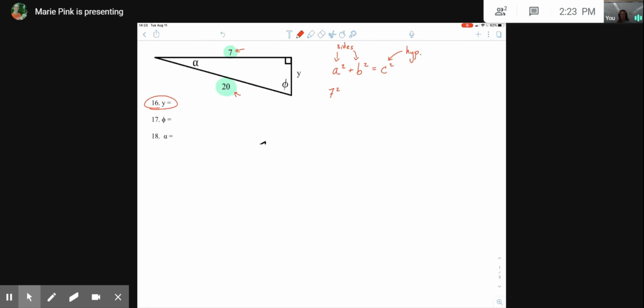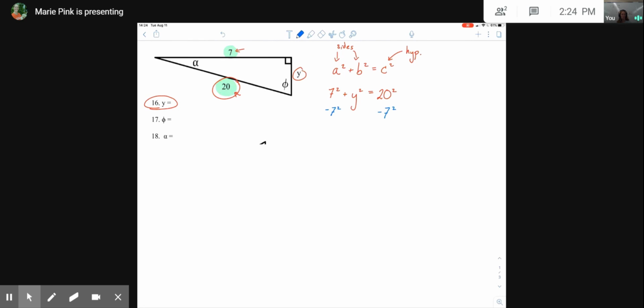So 7 squared plus y squared, because that's the other side, will be equal to my hypotenuse squared, and my hypotenuse is 20, so equals 20 squared. All right, so then I need to be able to move this around so y is all by itself on one side of the equation. So the easiest thing to do here is to subtract the 7 squared. So I'm going to subtract 7 squared from both sides.